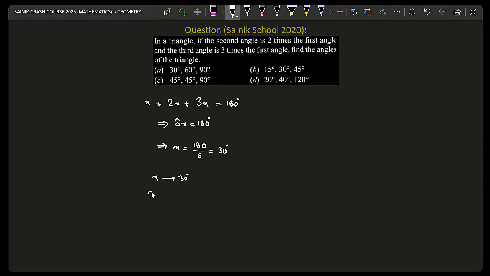Sir, 2x is equal to 60. In place of x, you have to substitute 30. 2 into 30 is 60. Sir, 3x is equal to 90. That is 3 into 30 is 90. Okay, so 30, 60, 90. Which option? Sir, option A. That is option A.